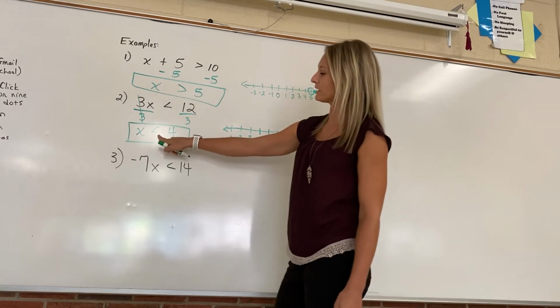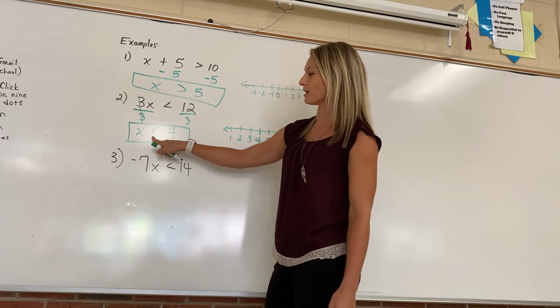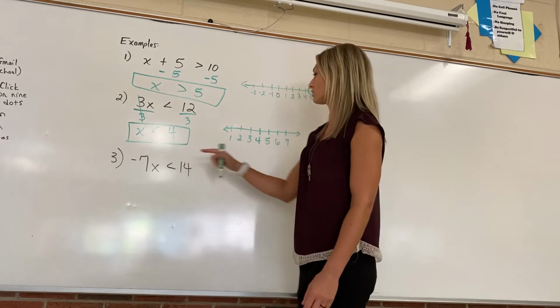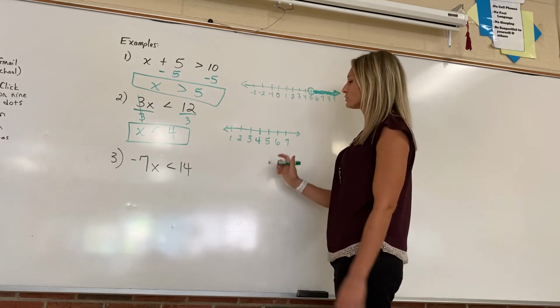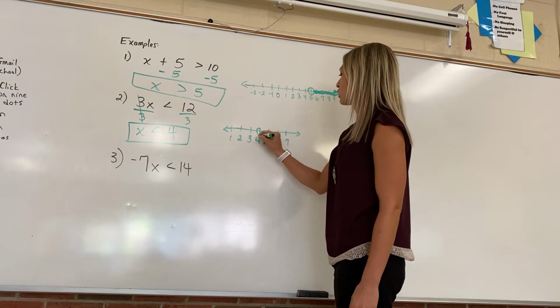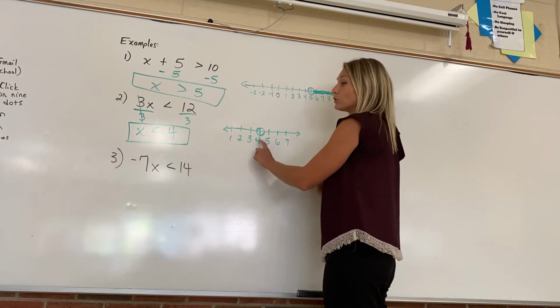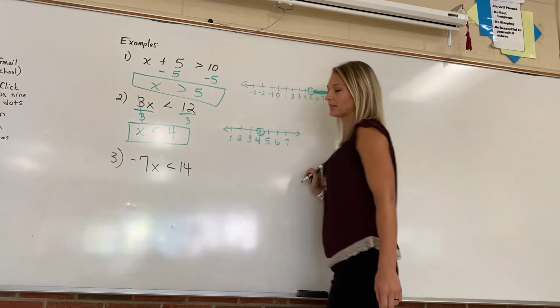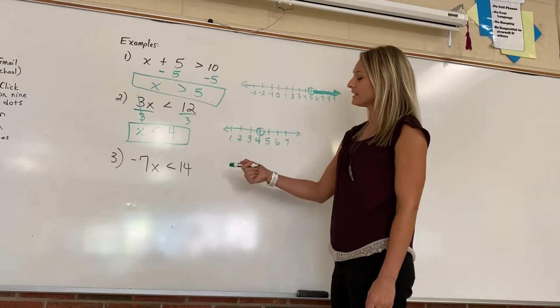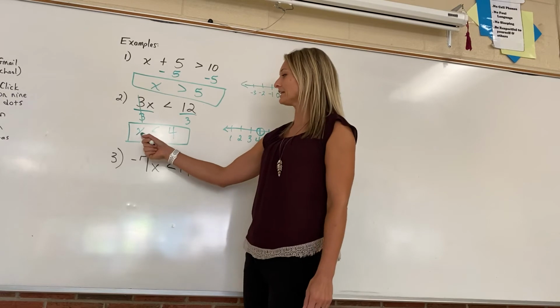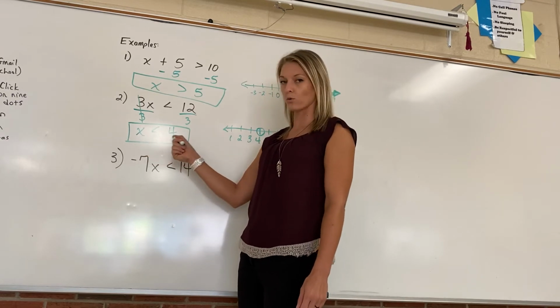Okay, so again, this is a less than symbol. It does not have the equals to with it. So if it doesn't have the equals to part with it, you put an open dot. So I put an open dot on 4, meaning that 4 will not work if I plug it into that equation. Okay, and then I'm going to show that any number that's smaller than 4 will work.